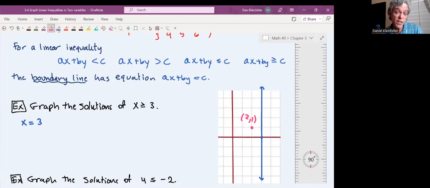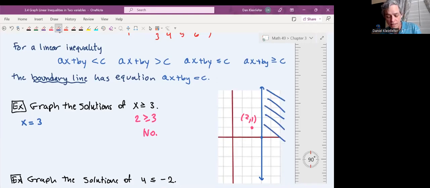All right, so we're going to use the point (2, 1) here, and we want to test that in the inequality x is greater than or equal to 3. At that point, x is equal to 2, and so we can substitute that into the inequality. Is 2 greater than or equal to 3? No, it isn't. So this point is not a solution to our inequality. That means that none of the points on the left side of the line are solutions. So all of the points on the right side of the line make up solutions.